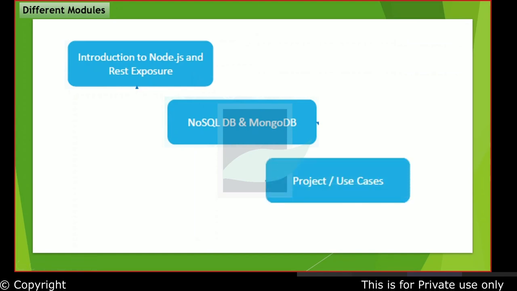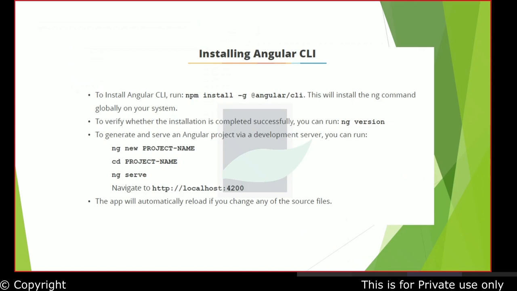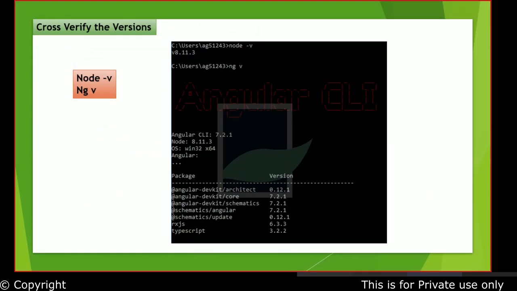Then finally, we'll speak about some real-time project use cases and how you would deal with them, a couple of them, and then we'll close our discussion. So these are the different modules which are pipelined for our discussion. Before starting any of our discussions, we need to have Node installed on your machines. I just showed you where you can get that. We'll speak about Angular CLI and how to get your project up and running in one go.